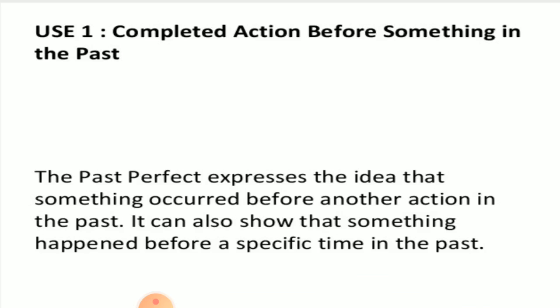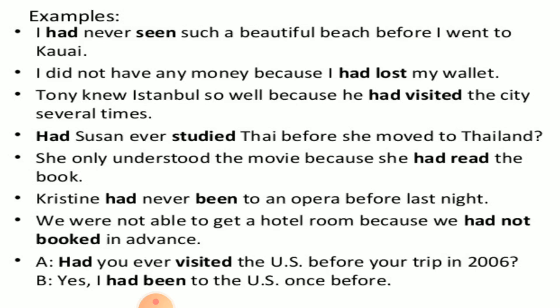Now let's see where to use this past perfect tense. The past perfect expresses the idea that something occurred before another action in the past. मतलब पास्ट में जो एक्शन हुई है उसके भी पहले कोई एक्शन हुई है, that is expressed in the past perfect tense. It can also show that something happened before a specific time in the past.